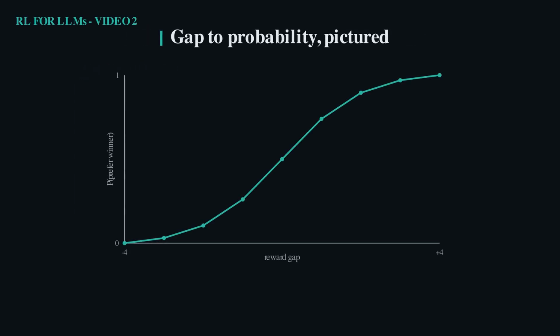Here is that whole behavior in one picture. The S-curve says it all. In the middle, near a gap of 0, it is a coin flip and the curve is steep. Small changes matter a lot. At the two ends, it flattens towards 0 and 1, where extra gap barely moves the probability. Steep where it is uncertain, flat where it is sure.